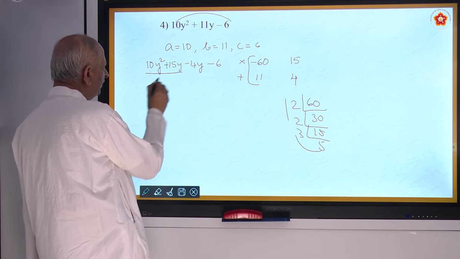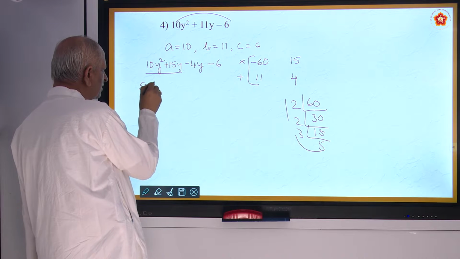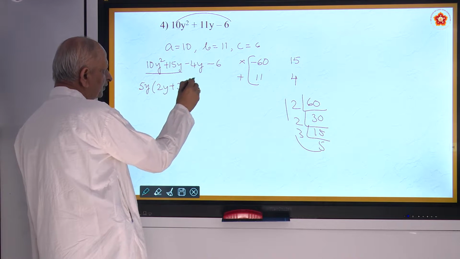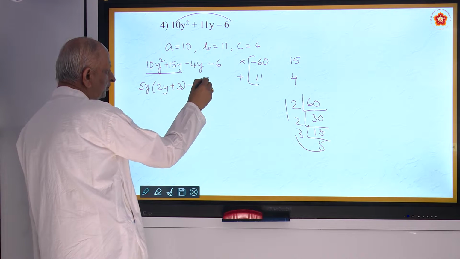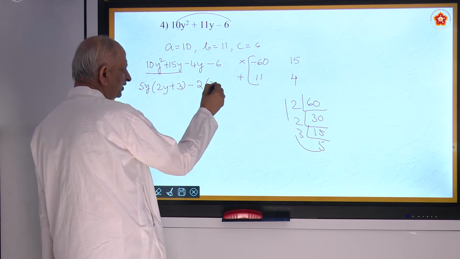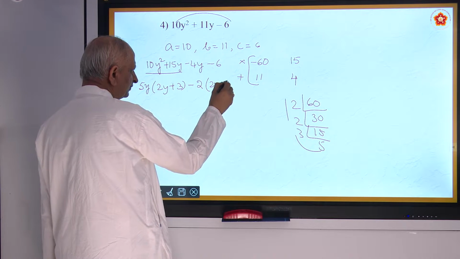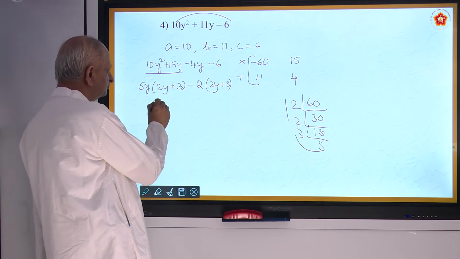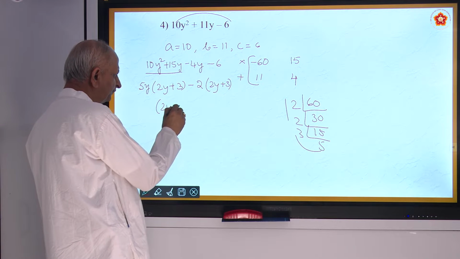Now what is common here? 5y common. 2y plus 3. What is common here? 2 common. 2y, if you take minus outside, minus by minus is plus. Correct? So you have 2y plus 3.